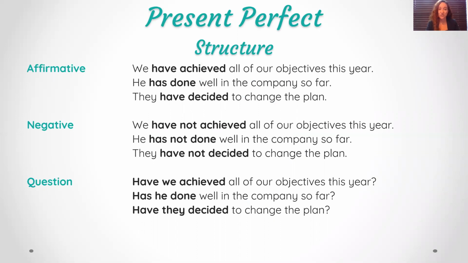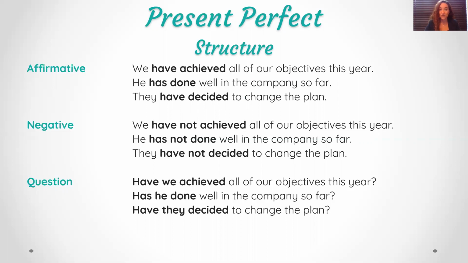All right, so if we start with the structure in the affirmative form, we always use the auxiliary of the verb have. So we use have, and with he, she, it, we will use has with the S. Good. So the auxiliary have plus the past participle in -ed, or the third column for the irregular verbs. All right. So we have achieved all of our objectives this year. Or he has done well in the company so far. They have decided to change the plan.